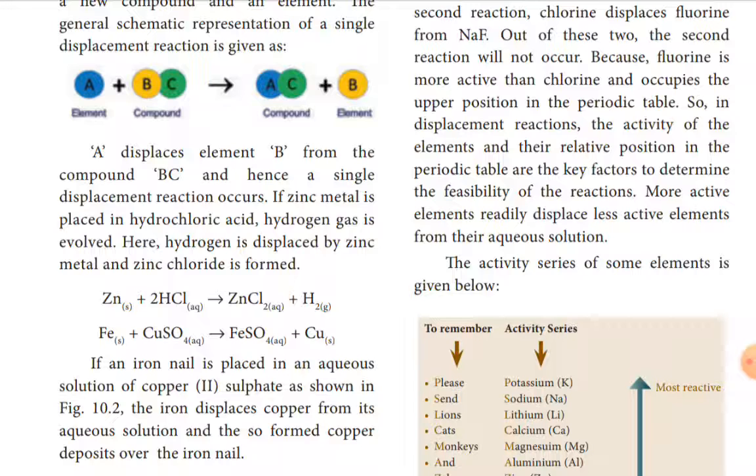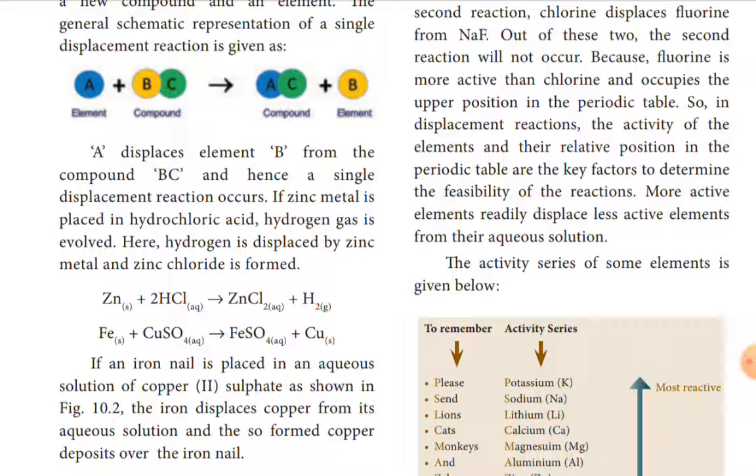Similarly, one more example: iron, Fe, in solid state, will react with an aqueous solution of copper sulfate compound. So here iron is an element, copper sulfate is a compound.